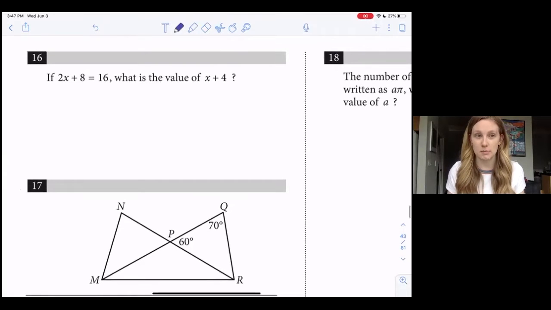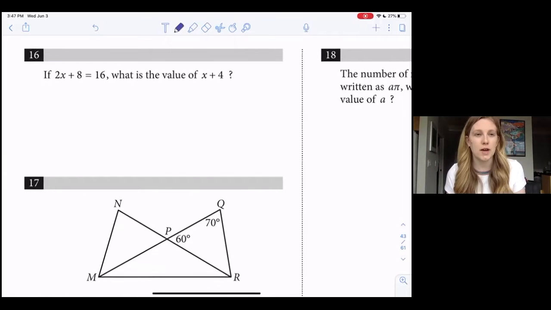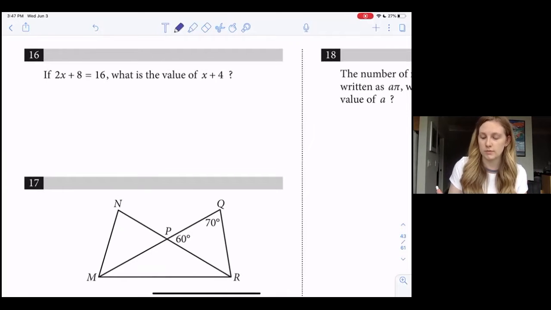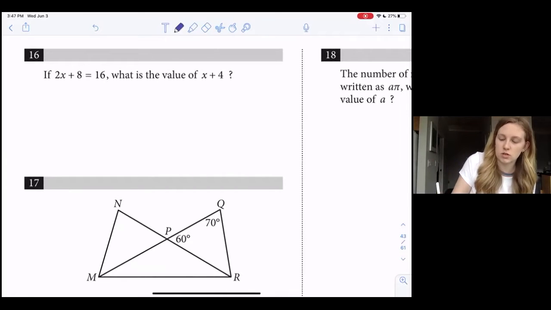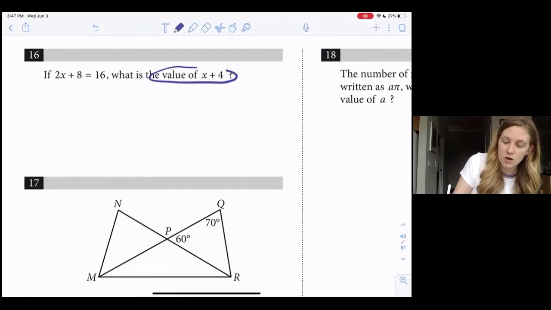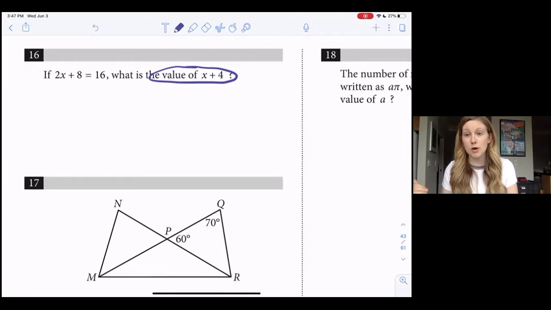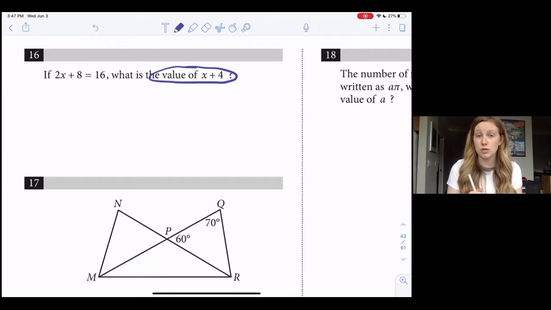So let's take a look at number 16. It says, if 2x plus 8 equals 16, what is the value of x plus 4? Okay, first thing, we always circle the question. So we're looking for the value of x plus 4. Now I can promise you that a ton of students are going to solve for x and then put that number in as the answer. Don't do that, because it's not asking for x, it's asking for x plus 4.